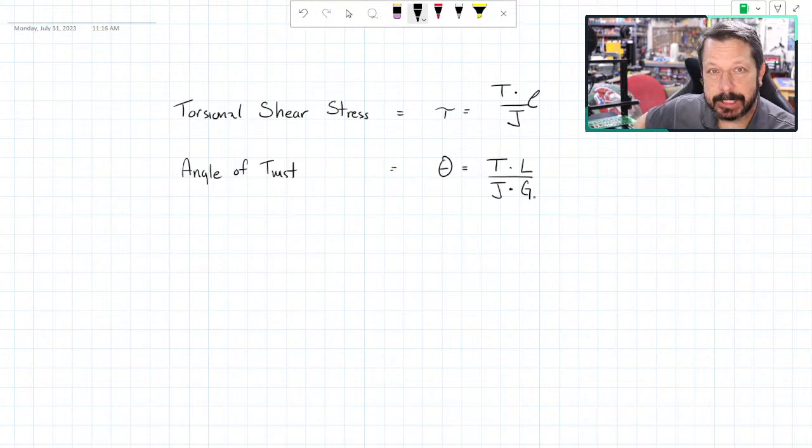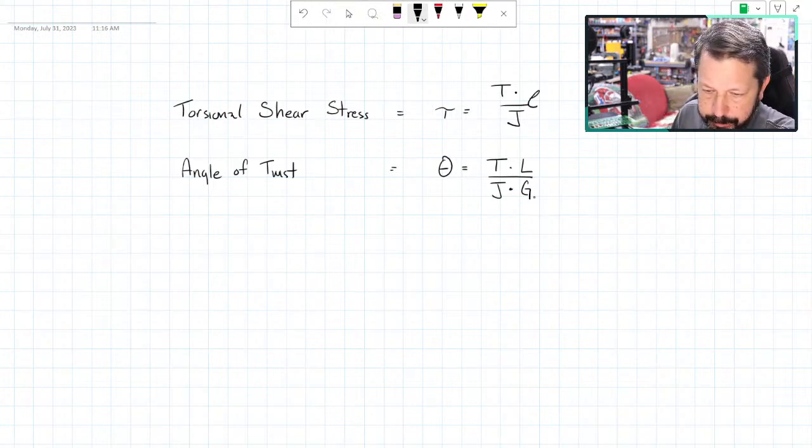G was the modulus of rigidity, which is similar to the modulus of elasticity. It talks about a shaft, in this case, not wanting to twist based on the material being not as ductile, we'll say. The units on this come out to be radians. When you plug in T, L, J, and G, you get a unitless number, which is understood to be radians. If you wanted degrees, you'd have to convert that over.